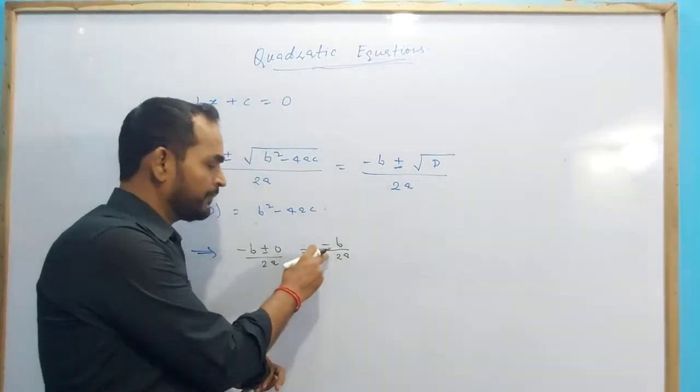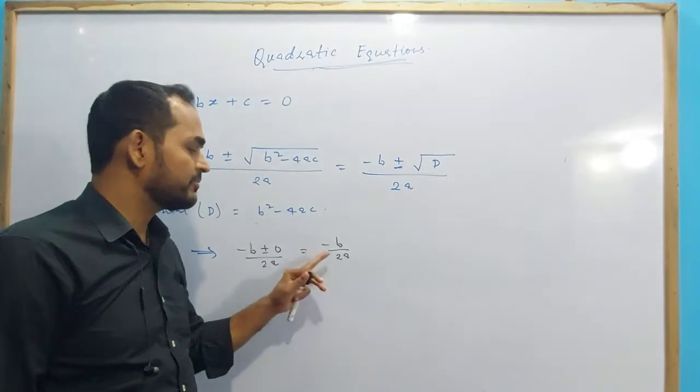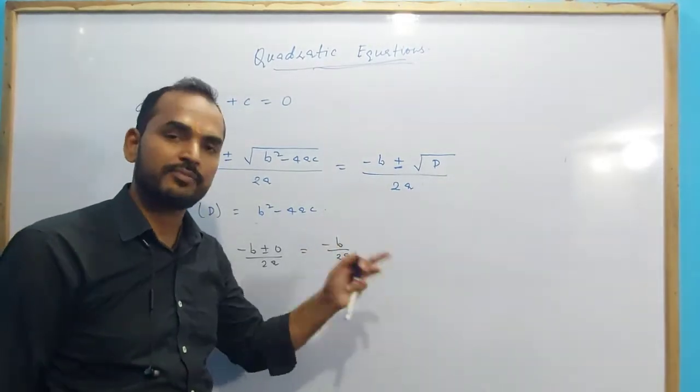There are two roots here, and both roots are equal. It means minus b by 2a is alpha, and beta is also minus b by 2a.